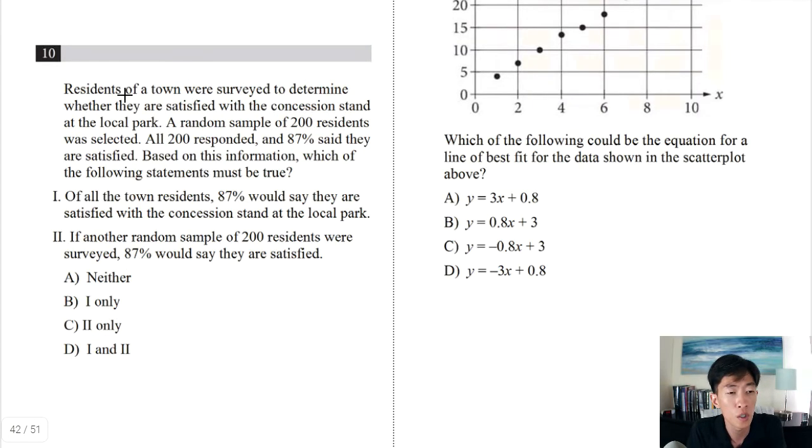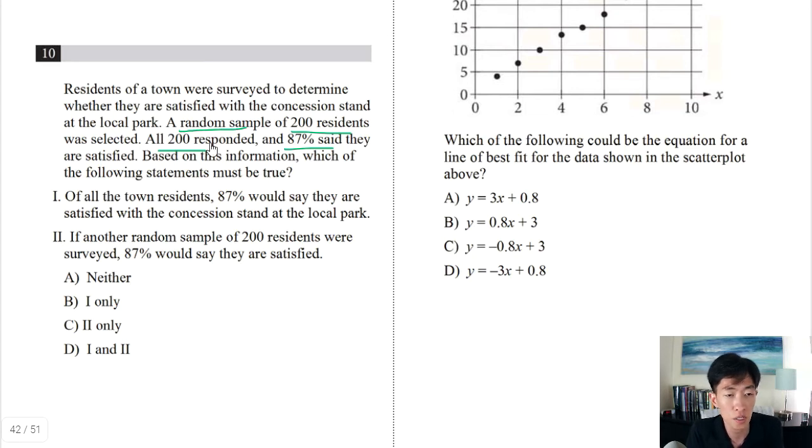Question 10. Residents of a town were surveyed to determine whether they are satisfied with the concession stand at the local park. A random sample of 200 residents was selected. All 200 responded, and 87% said that they were satisfied. Based on this information, which of the following statements must be true?